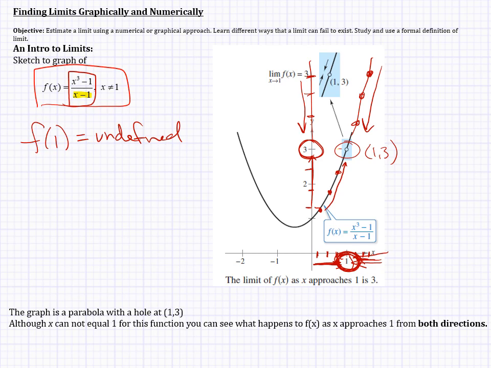And so while the function doesn't exist at that point, so if I try to find f of 1, that doesn't mean I can't explain what's happening with the function as I get close to 1.